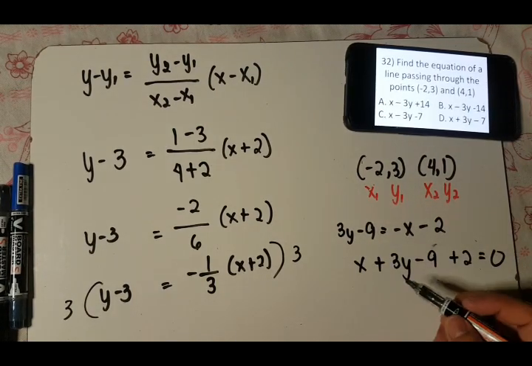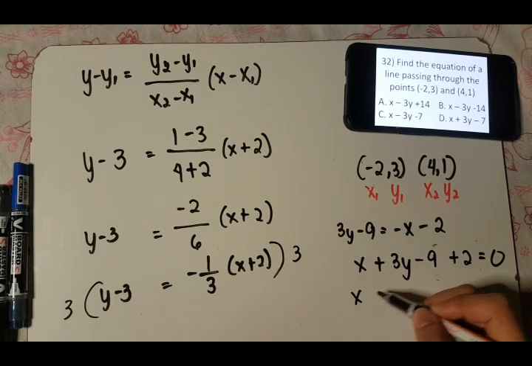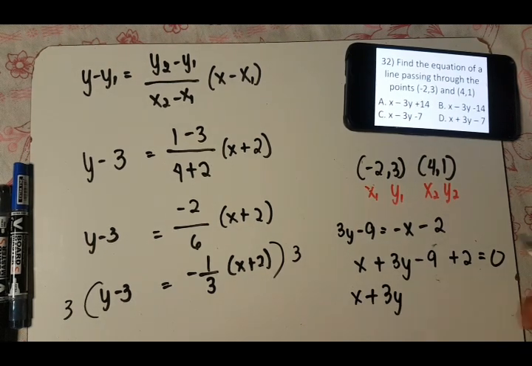Next, so, combine like terms, x plus 3y, negative 9 plus 2, that is negative 7, is equal to 0. So, ang equation of the line is x plus 3y minus 7. So, that is letter D.